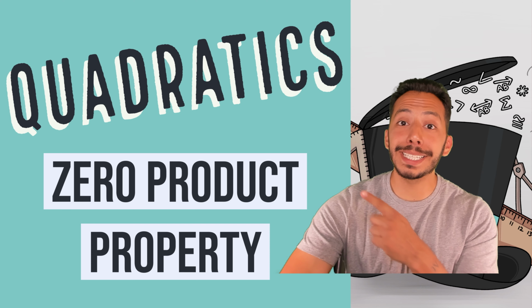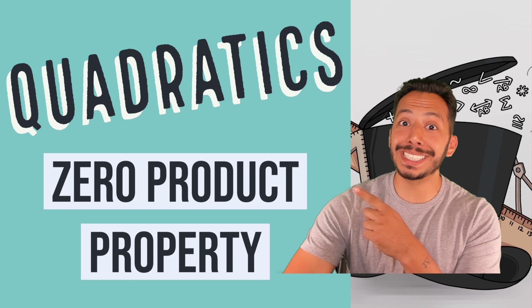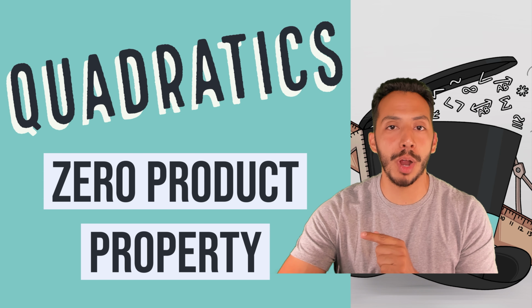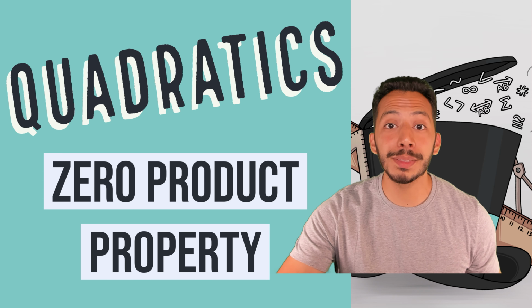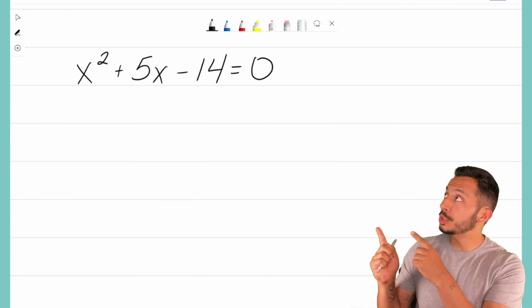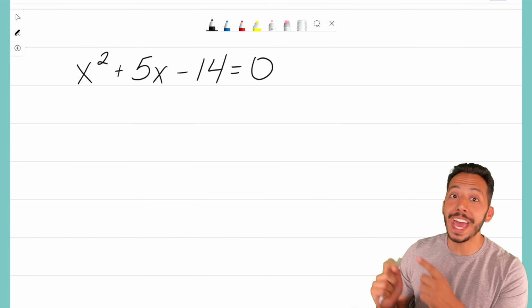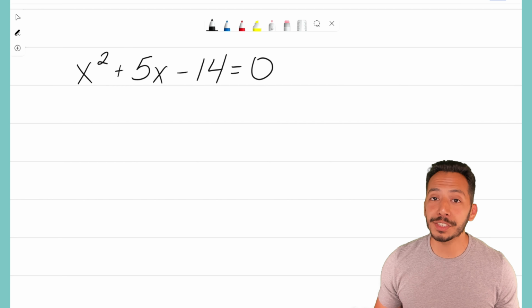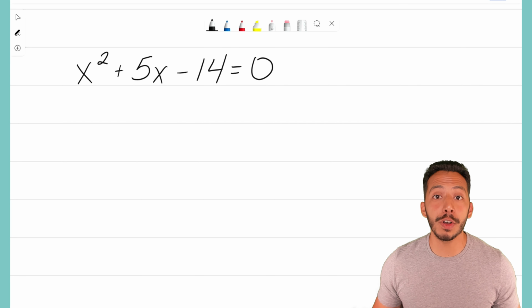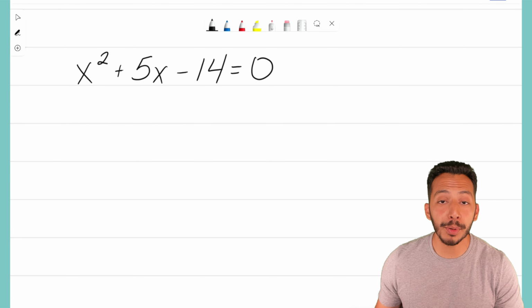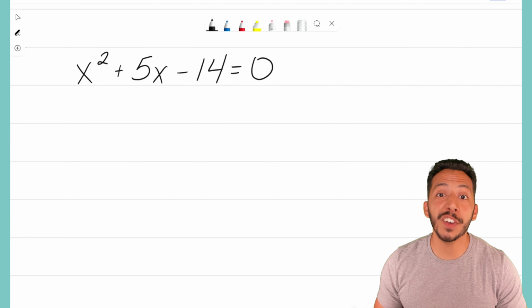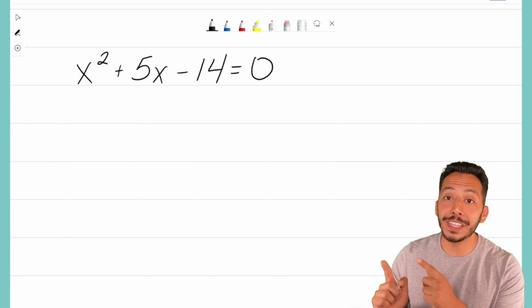In this video, we're going to take a look at quadratics and see if we can use the zero product property to help us solve for some factors. We have a quadratic equation right here: x squared plus 5x minus 14. It already equals 0, and that's what we need first. So we want to see if we can solve this using the zero product property. And we can, but first we need to factor this quadratic.